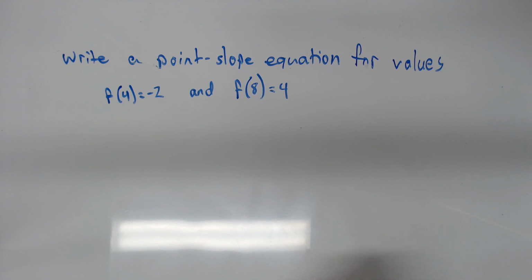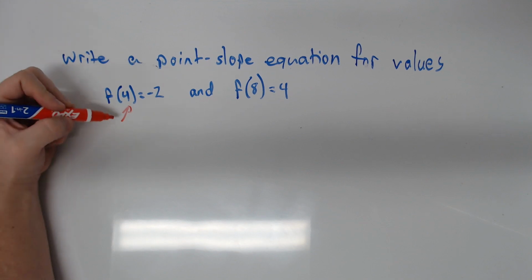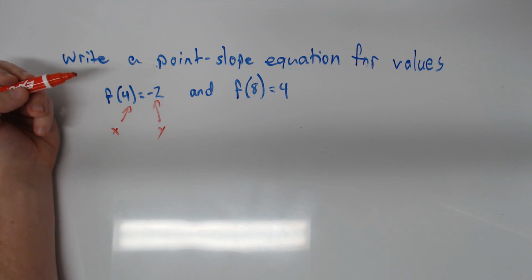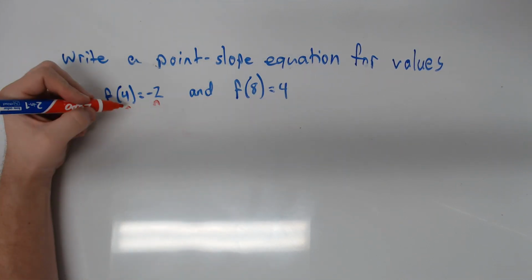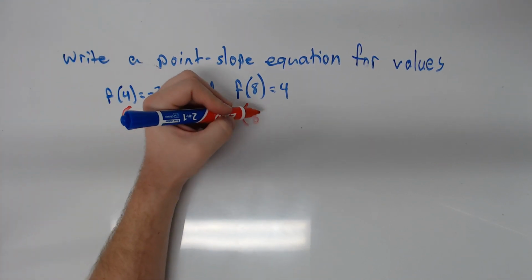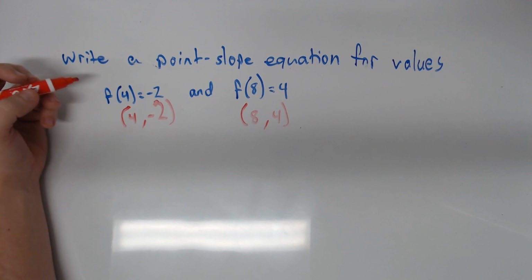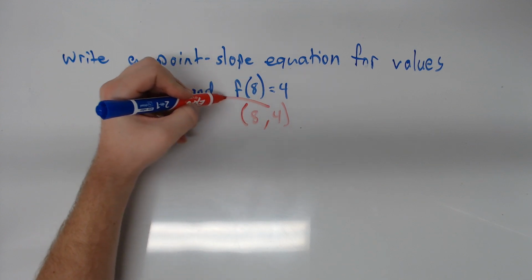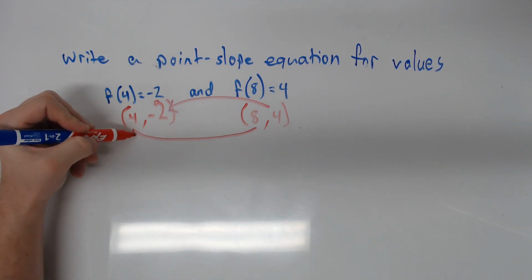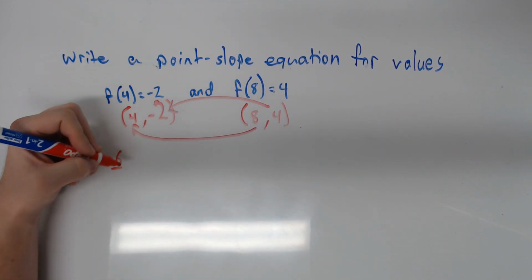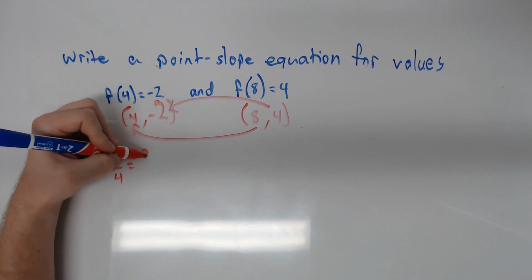Back to function notation, you can expect to always see this a little bit. So reminder, number in parentheses is your x, your input. Other number is your output, or y, your solution. So this is the point 4, negative 2. This is the point 8, 4. All right, we've got 2 points. We just need a slope. So let's subtract. Use our slope equation. 4 minus negative 2 is 6. 8 minus 4 is 4. I can simplify that to 3/2.